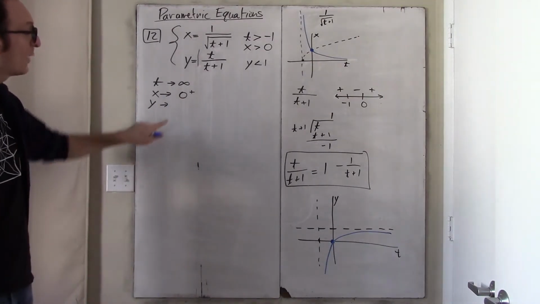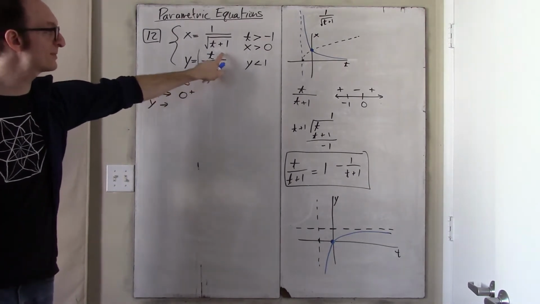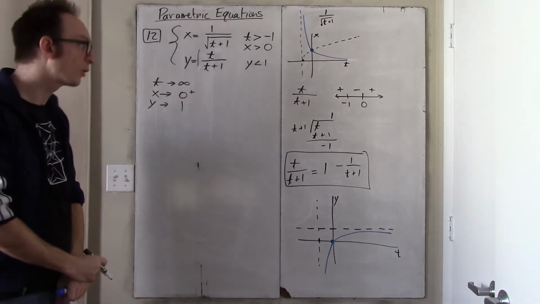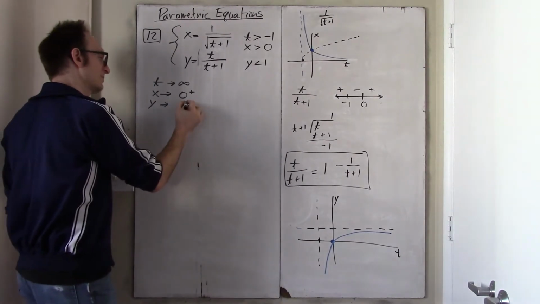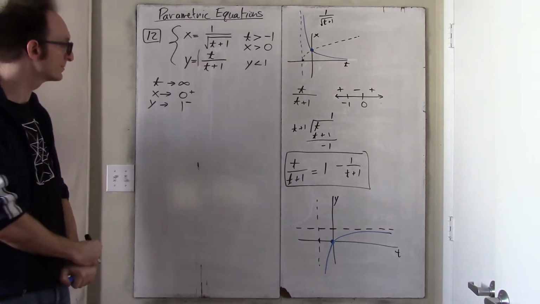And what about y? Well, once again, using just common sense, if you plug in 1,000,000, that's pretty much 1,000,000 over 1,000,000, so this is going to 1. But is it going to a little bit more than 1 or a little bit less than 1? Well, a little bit less, right? Because the denominator is always 1, the numerator is always 1 less than the denominator.